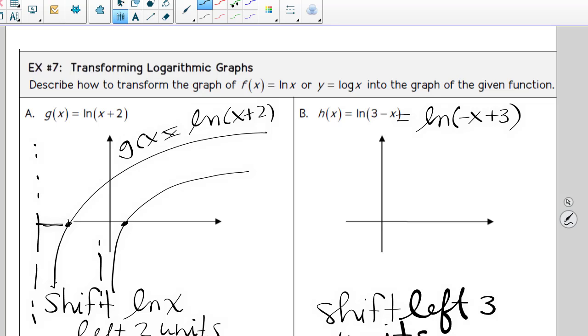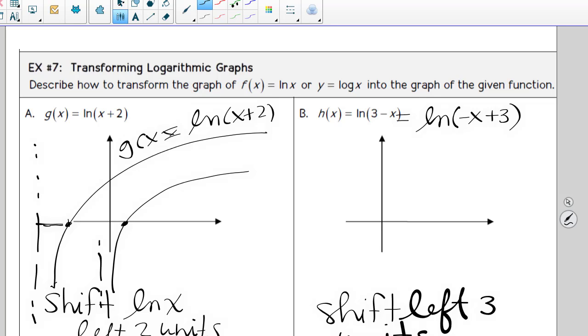And it's going to reflect where? Across the x-axis? Is it across the x-axis? It's going to be across the y-axis, right? Because the negative is on the x. So let's do that reflection first.